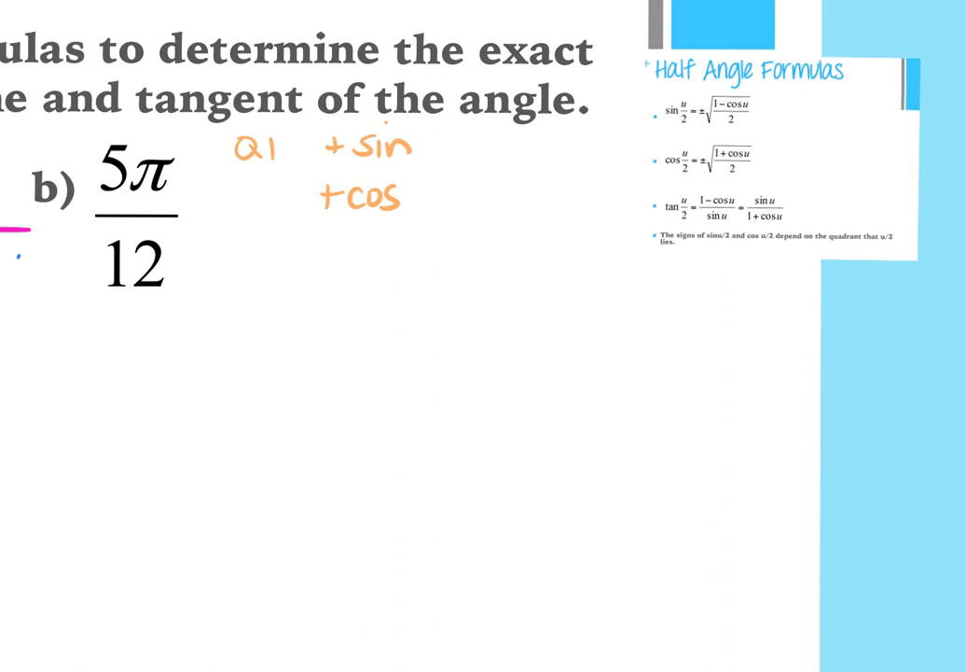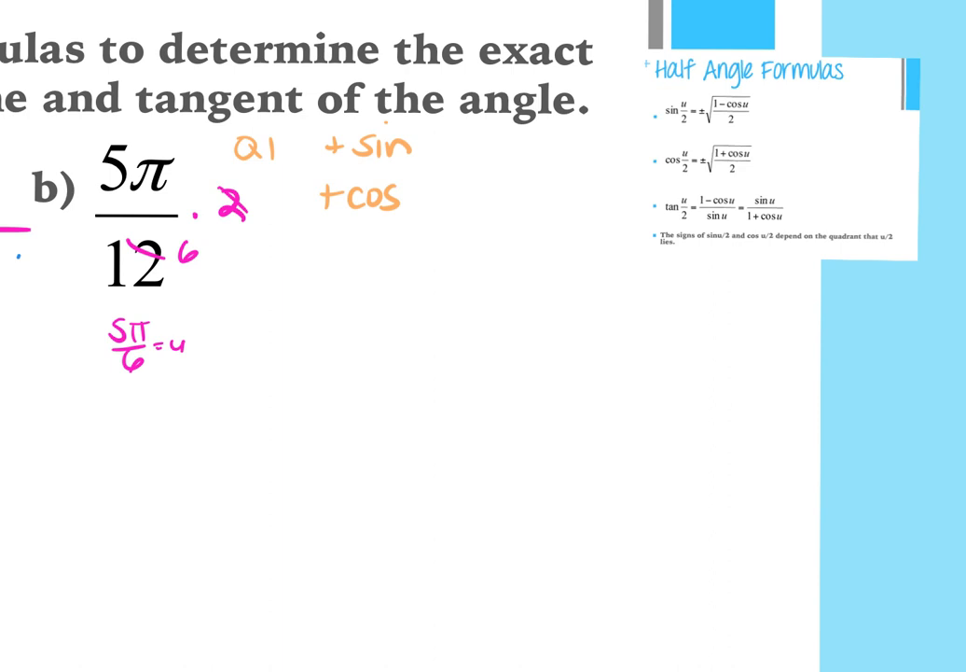Now, everything after this, we have to do the doubled angle. So we're going to multiply by 2 because 5 pi over 12 is not on my unit circle. So I say times 2, and I get 5 pi over 6. So my u is 5 pi over 6.